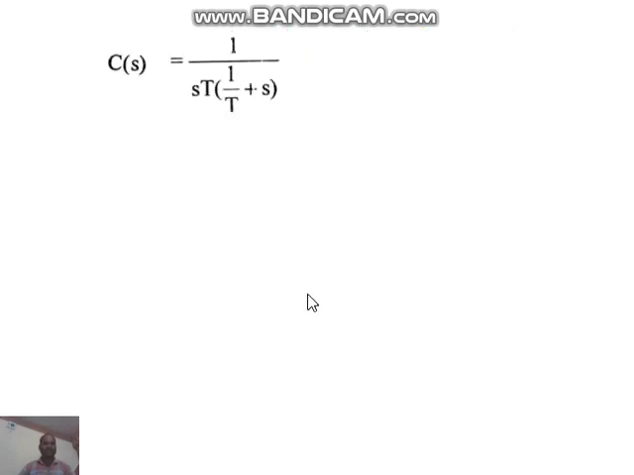Therefore, C of s is equal to 1 by s into T into 1 by (s plus 1 by T). Here we have taken T common as sT. Now we want to move this T to the numerator, so we get 1 by T divided by s into (s plus 1 by T). This is a standard form, that means 1 by s into (s plus a). Now we would like to apply partial fractions to this equation, so that we can easily find the inverse Laplace transform.